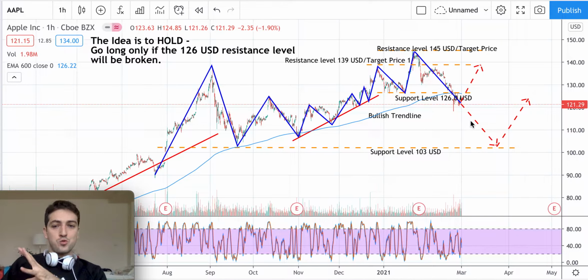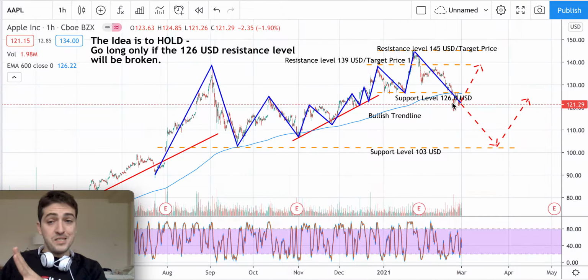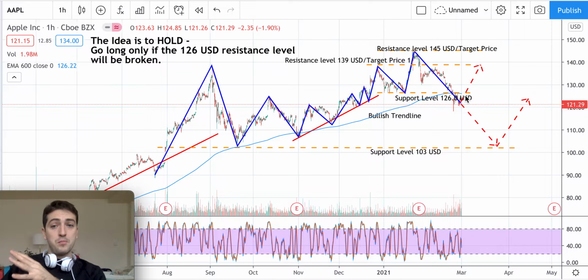The best option is to hold, because in the worst case scenario this stock can go down to this $1 or $3. I don't think this is the case, but it might be an option. And what we can do next: the idea is to hold for now, and we can go long only if this support level of 126.10 US dollars is going to be broken. So let's see what's going to happen in the next days.